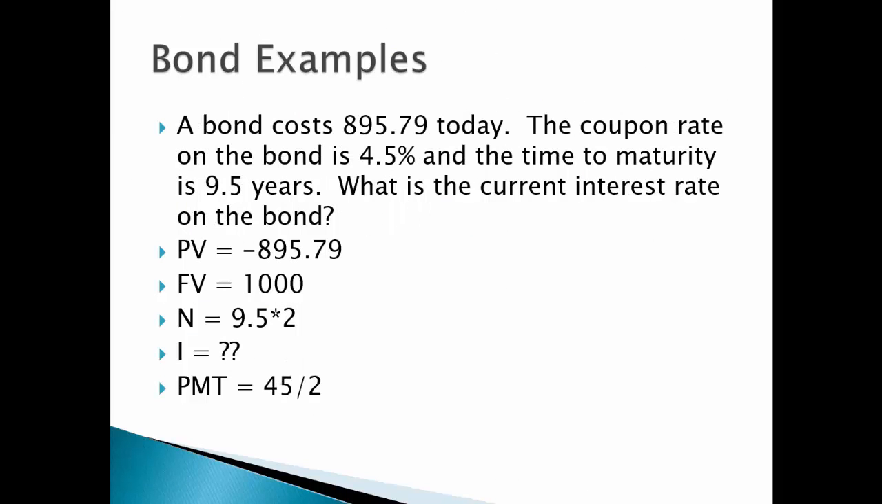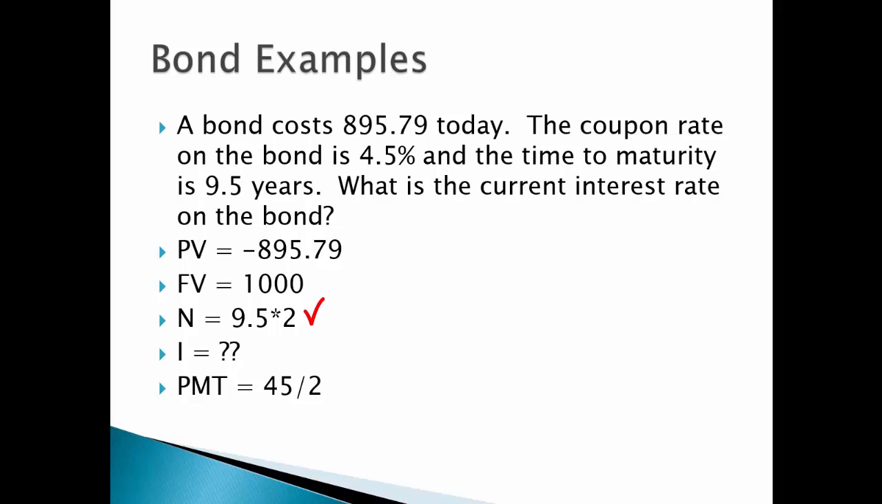A bond costs $895.79. The coupon rate on the bond is 4.5%, and the time to maturity is 9.5 years. What is the current interest rate for the bond, or what's the yield to maturity? So our inputs, the present value is negative $895.79. That's how much we'd have to pay to get this bond, so it's a negative cash flow. The future value is, again, $1,000. In the absence of any other information, always assume that the face value, the future value, is $1,000.